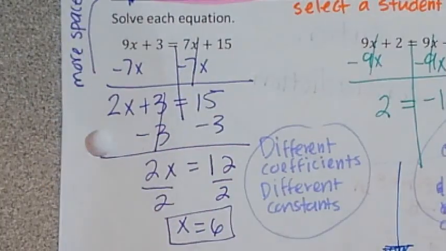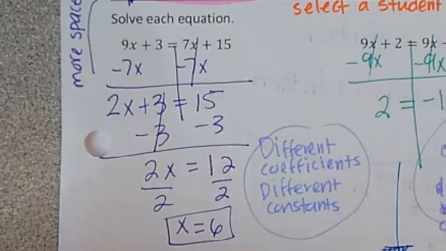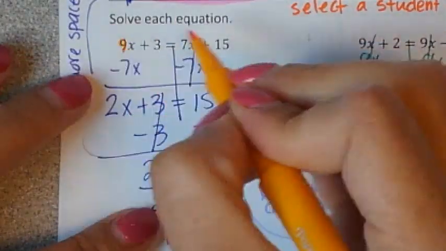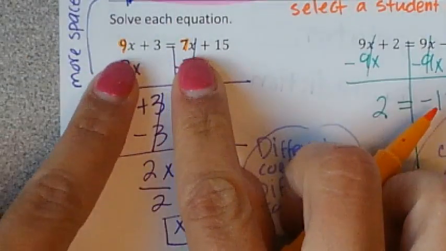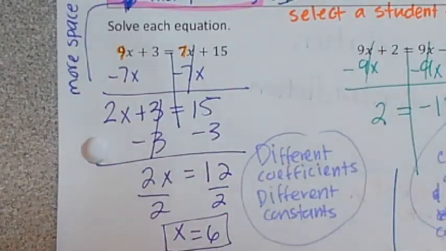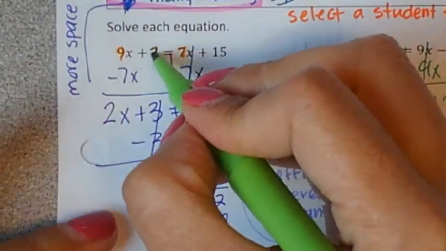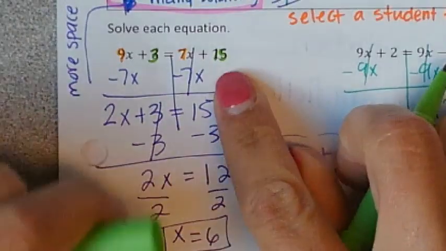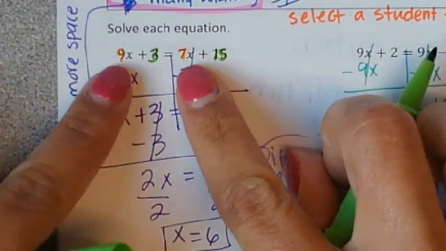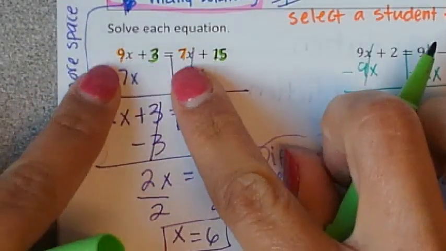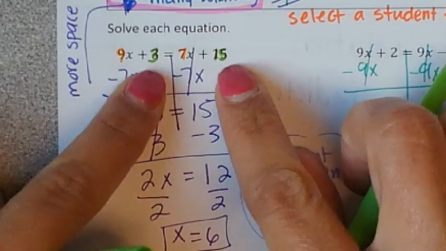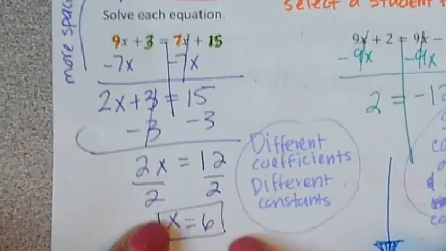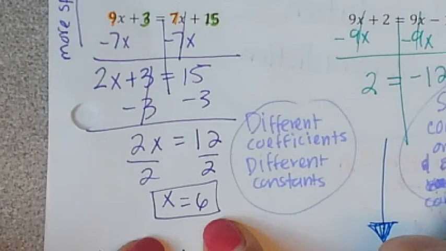So in this one, you notice that you have different coefficients for x on both sides, but you also have different constants. So when you have different coefficients of x or whatever variable we're using, and different constants, you're going to get one solution.